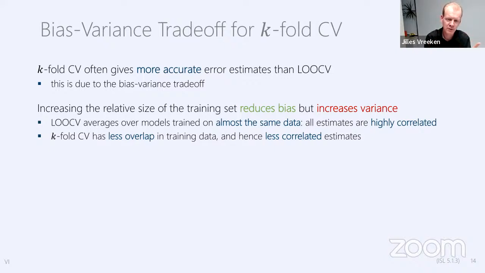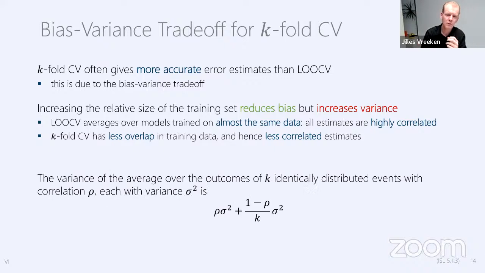in k-fold cross-validation, by evaluating on the entire chunks that we then do not train on, we have less overlap in the training data. And as a result, we have the potential of slightly different models, and that creates less correlated estimates. Now we can estimate the variance of the average of the outcomes of k identically distributed events with a correlation rho, each with a variance of sigma squared, as given here.